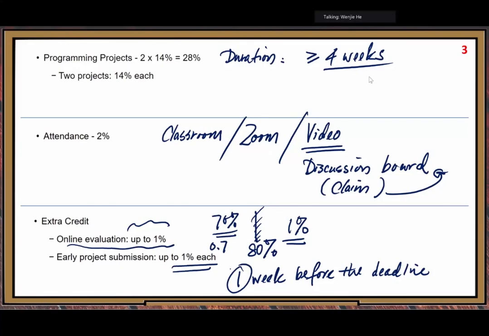Question: is that 1% per project or overall? 1% overall. Actually, 1 point of the final 100%. That's quite a lot, right? Quite significant. I encourage you to do it as early as possible. But both projects have to be submitted.